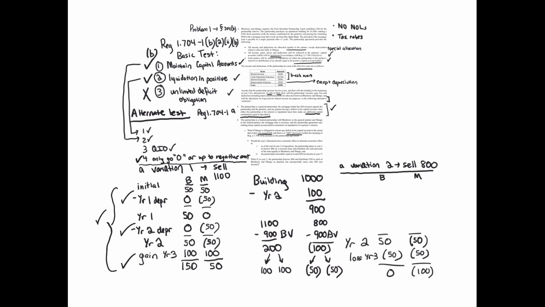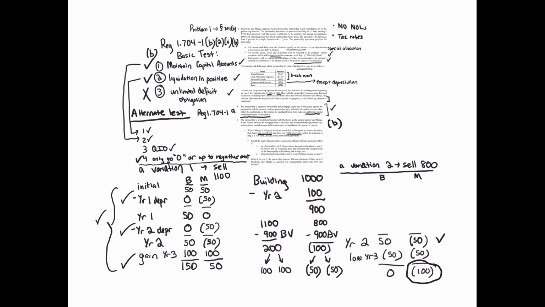If we sell it for $800, at the end of year 2, it's still the same 50, and again, M can go negative 50. But guess what? With respect to losses, this can't happen. We can't have a negative 100 here. Right? This is what we had in the first part, problem A. Now we're in problem B. Now we're doing the alternate test.